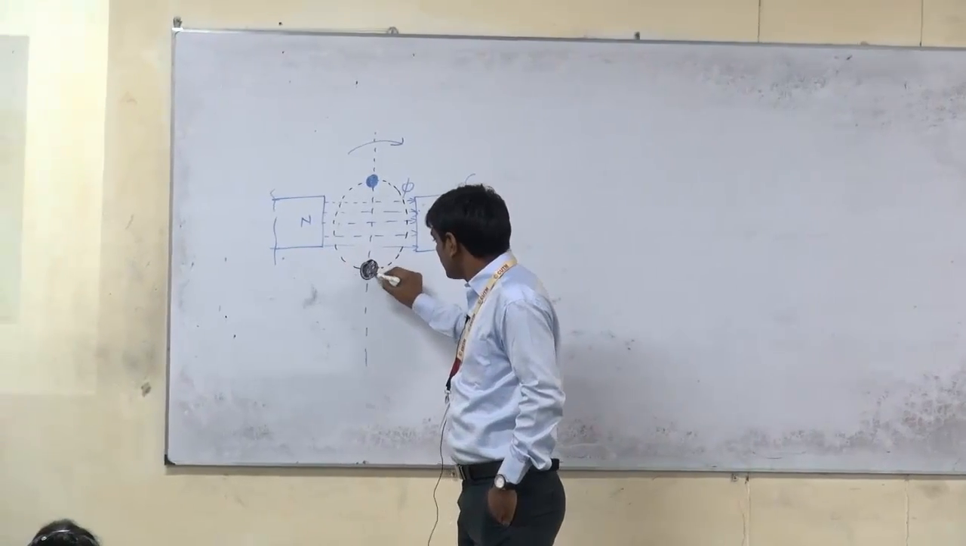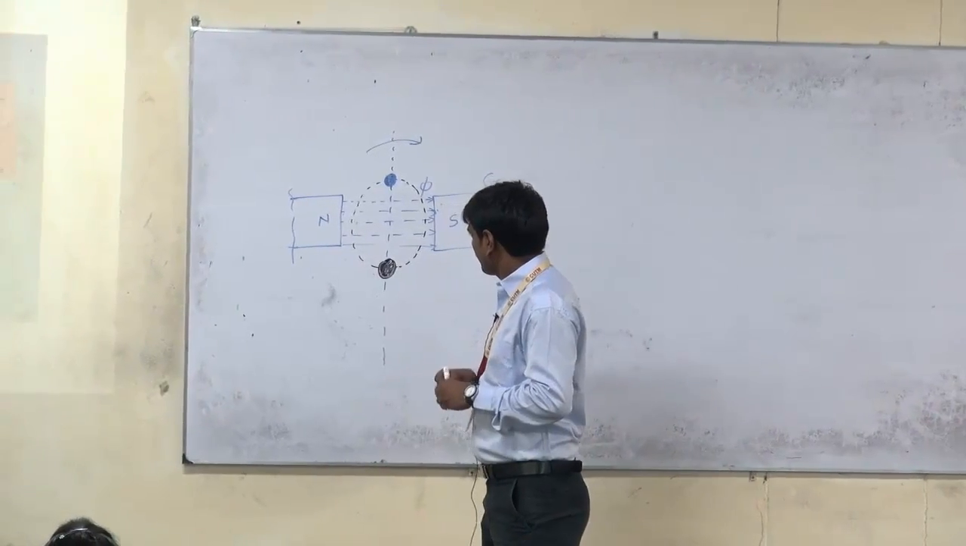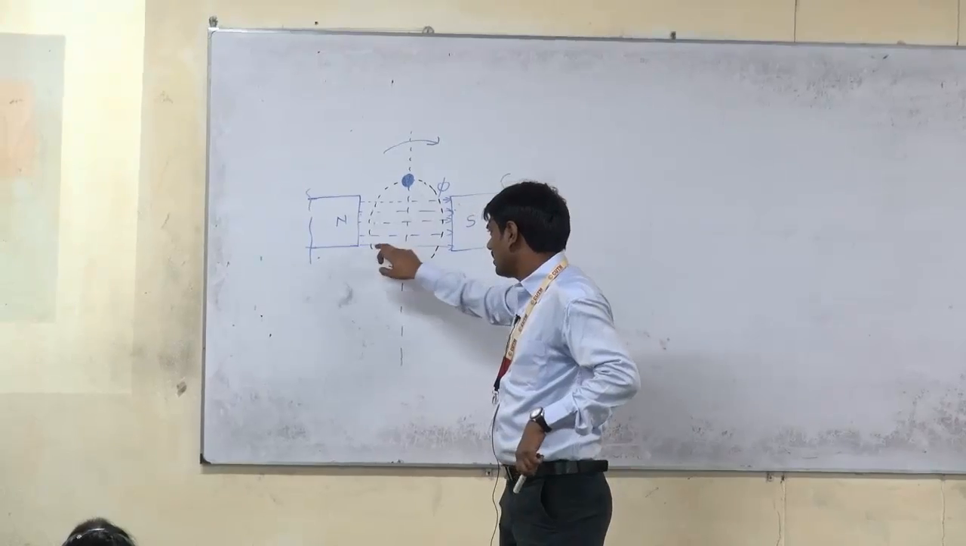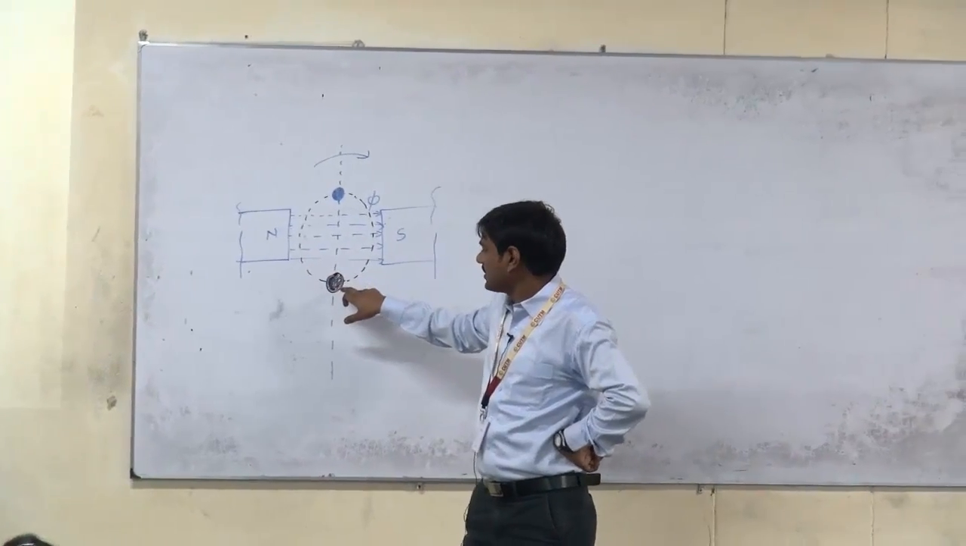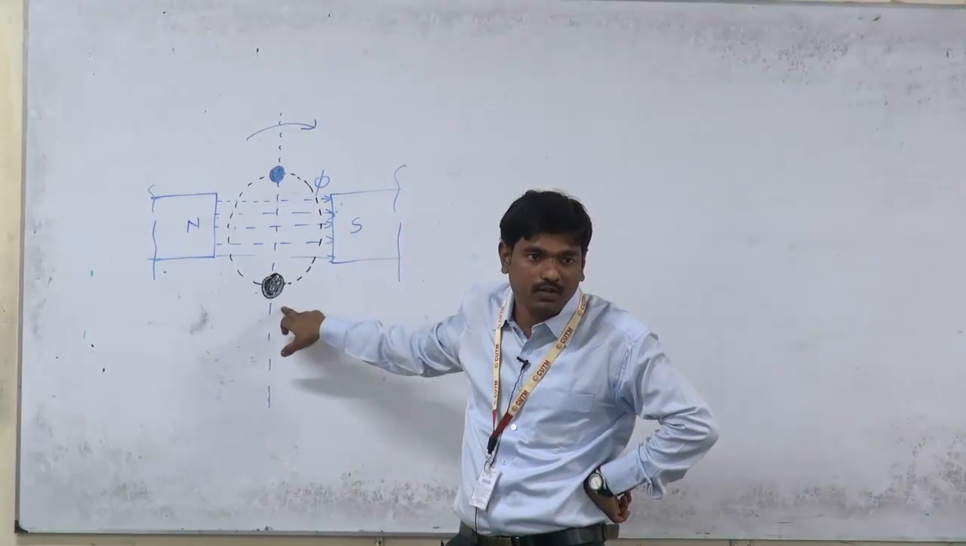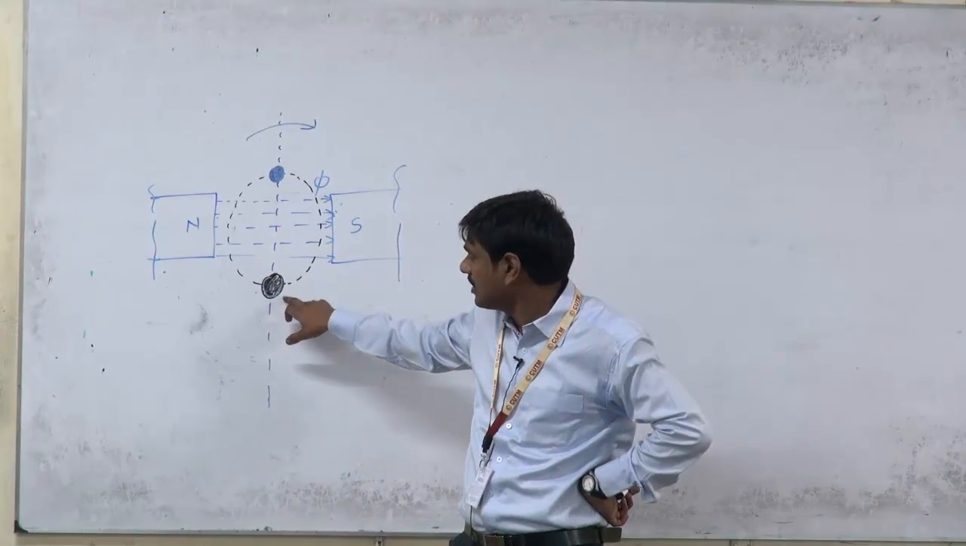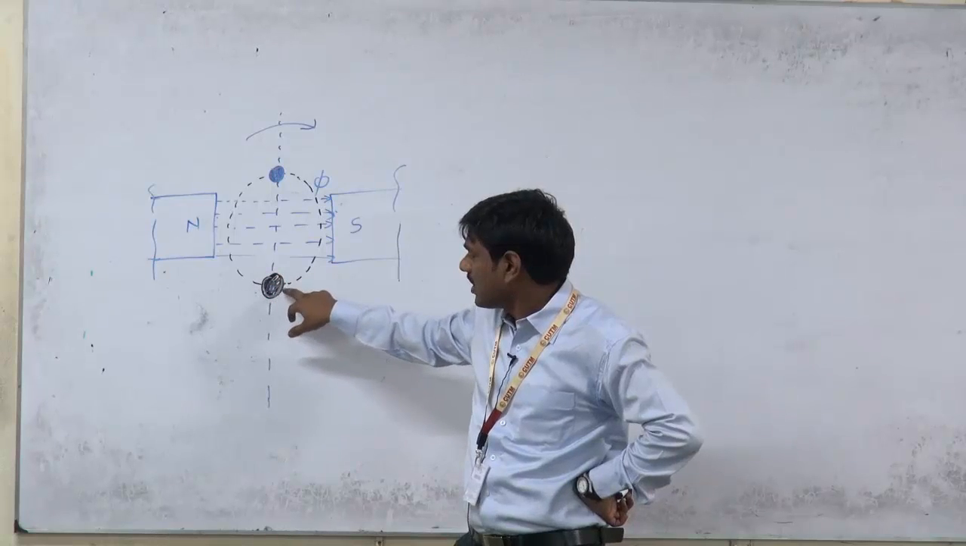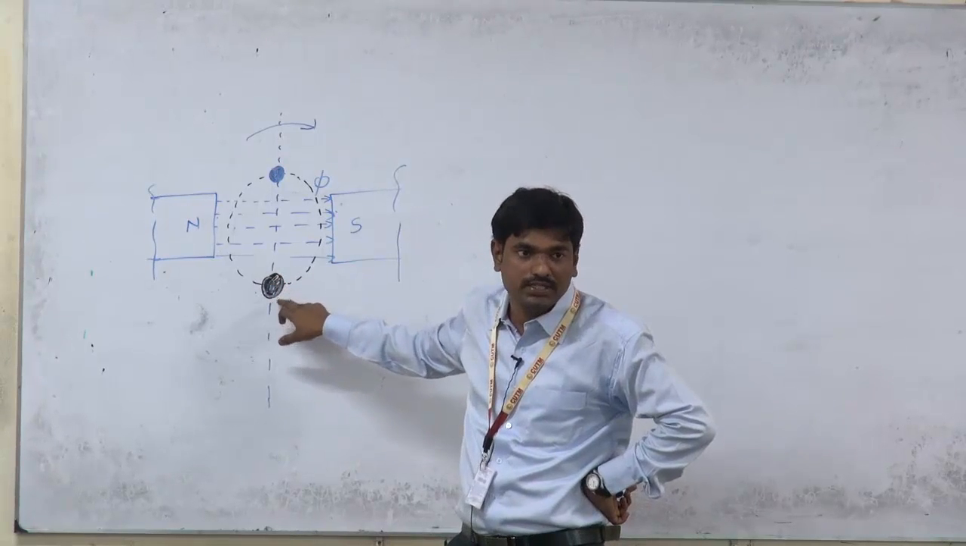Here the effect of magnetic flux on this axis is minimum. The effect of magnetic flux at this axis is minimum. So the EMF induced at this point is 0.